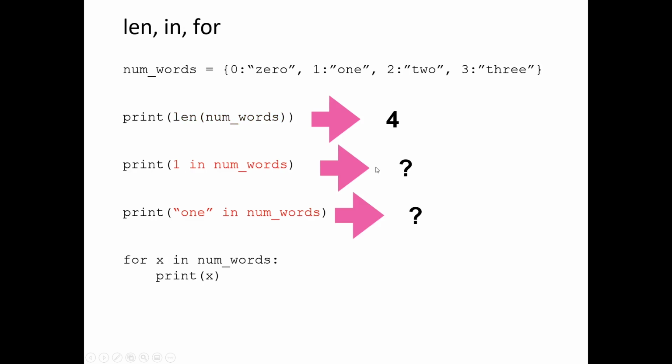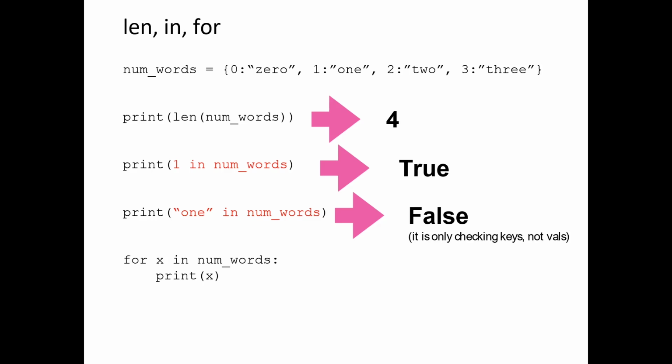So if I do 1 in numWords, 1 is one of the keys, so this will evaluate to true. If I do the text string 1, it's one of the values, but it's not one of the keys, so this should return false. So go ahead and give both of those a try.